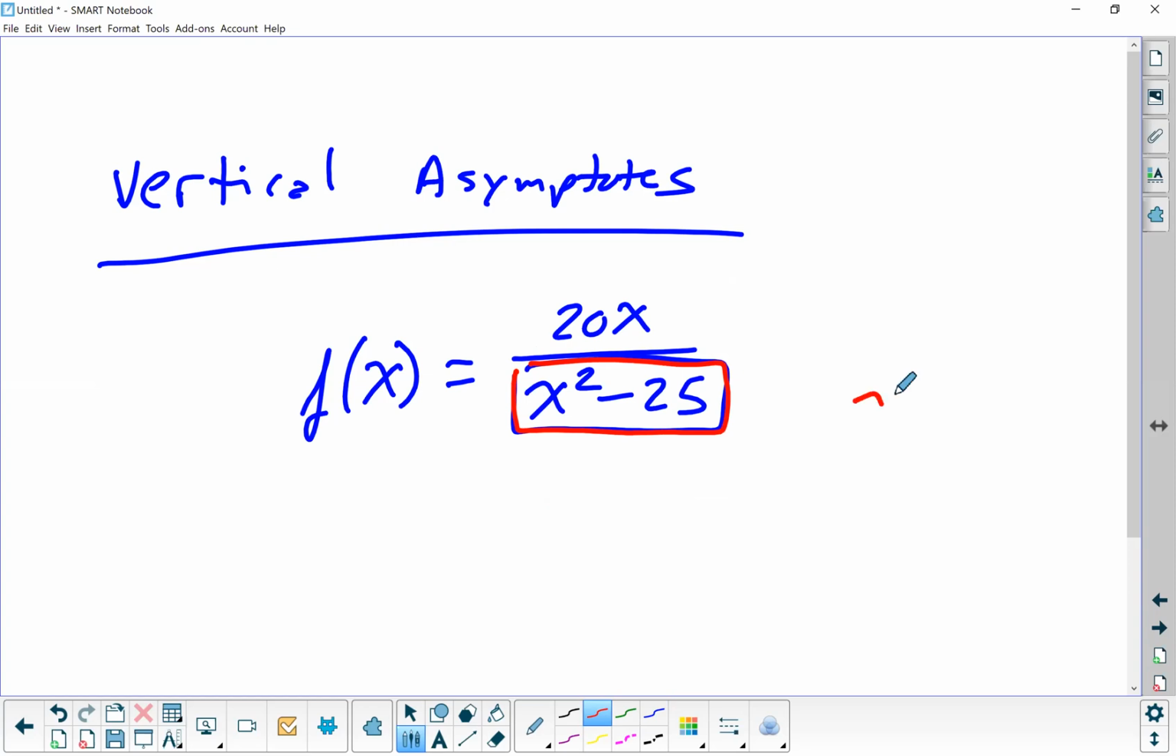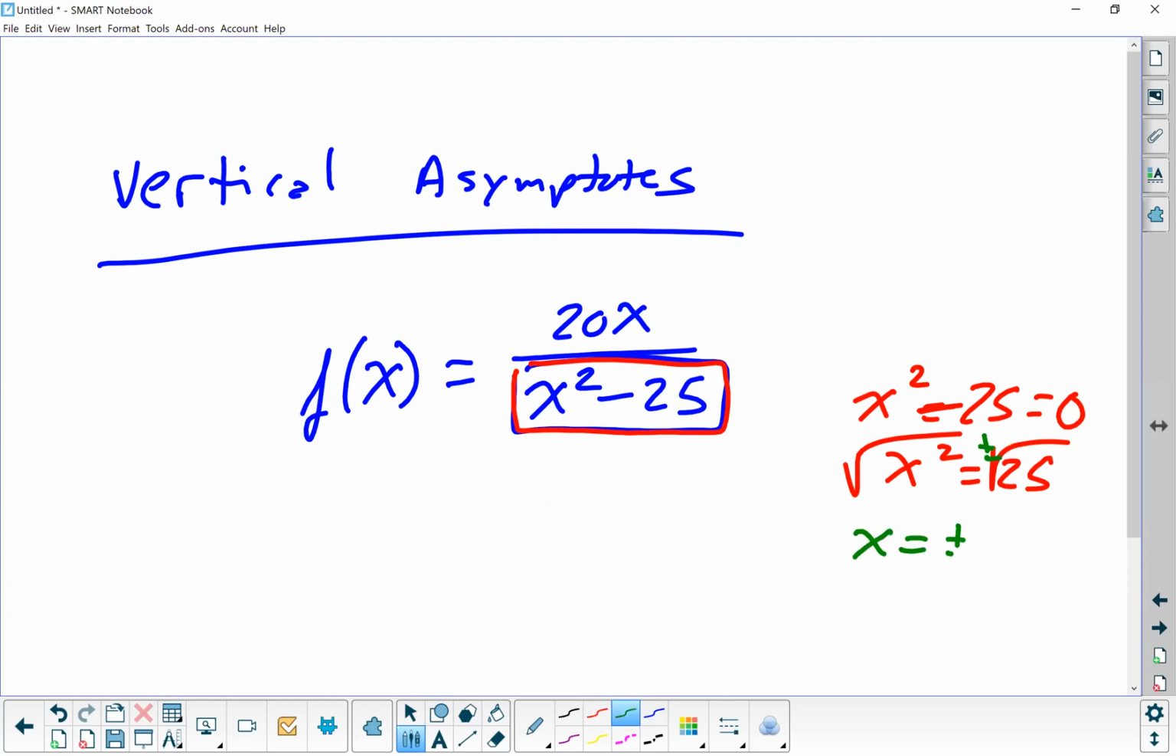Okay, so what you can do with it is you just go x squared minus 25 equals 0. Add 25 to both sides. And where students get hung up on this is please don't forget the plus or minus. Let's get x equals plus or minus 5. So x equals 5 and x equals negative 5 are both vertical lines. Those would be the vertical asymptotes of our question. And that's all you would have to do there.